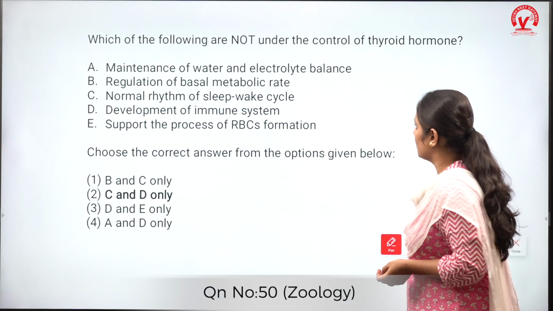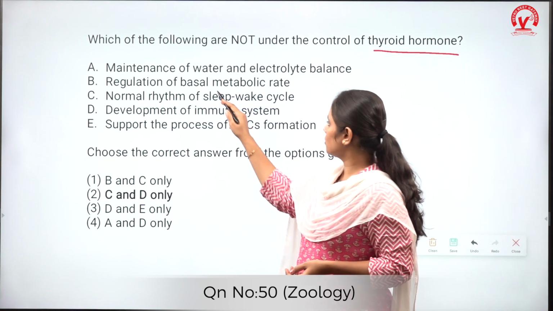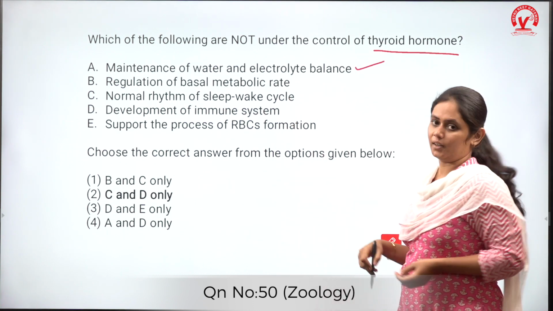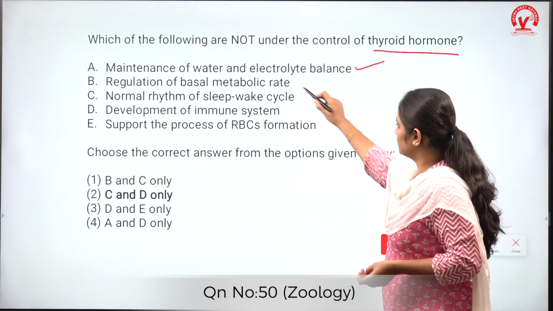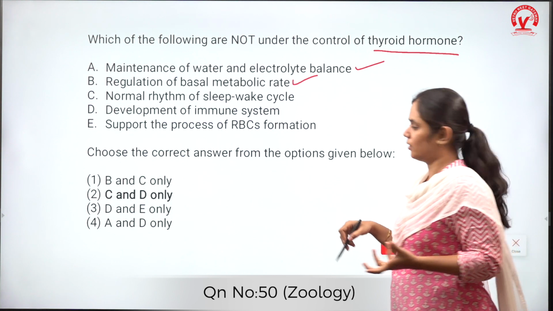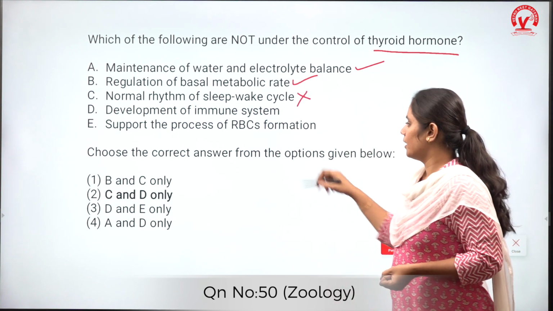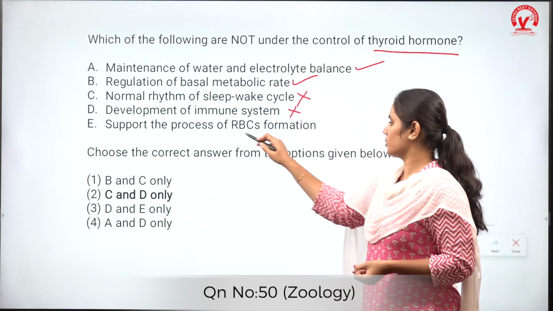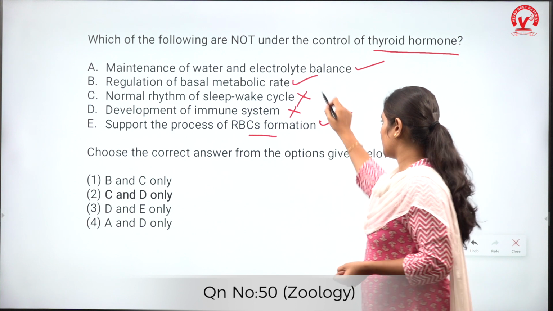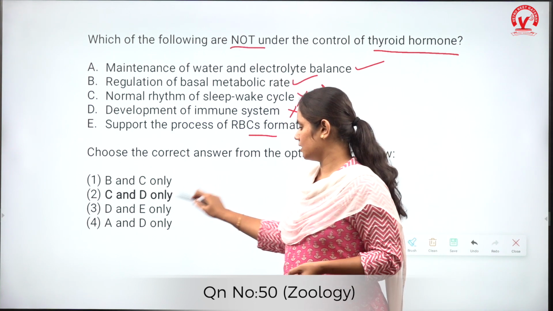Which one of the following are not under the control of thyroid hormones? First, maintenance of water and electrolyte balance. Correct, it is under the control of thyroid hormones. Regulation of basal metabolic rate. This is also under the control of thyroid hormones. Normal rhythm of sleep-wake cycle. This is not under control. Development of human system, this is also not under control, and supporting the process of RBC formation, this is under control. So they are asking not under the control. The answer is C and D only.